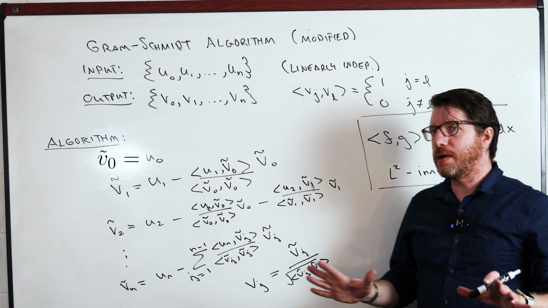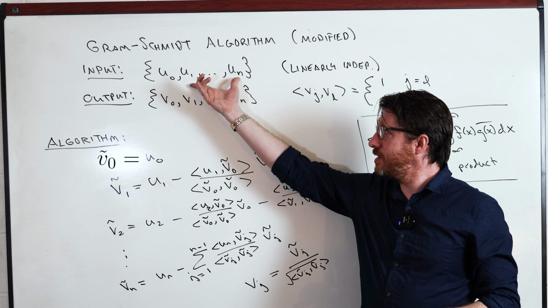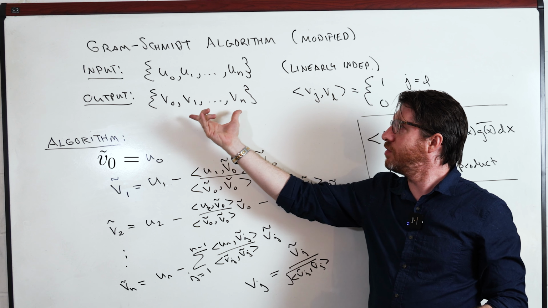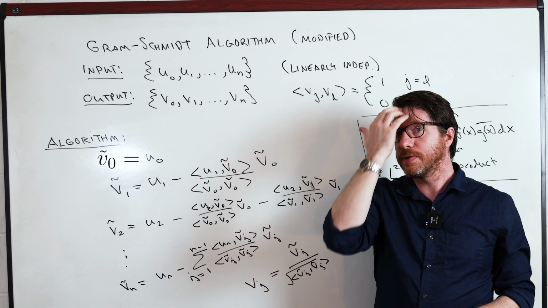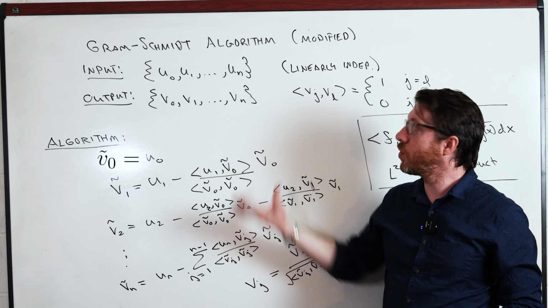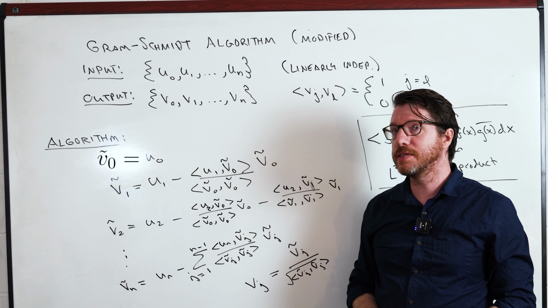There's some things we need to say about this. First, given this u naught to un, it does give us this orthonormal set of v naught through vn, which is really nice. But something you might notice is that we haven't said anything about the Fourier transform through here or the operator that these guys apparently diagonalize.